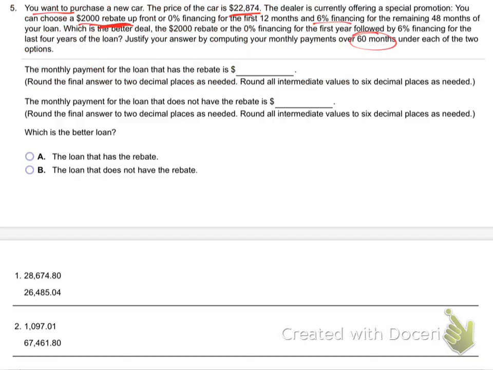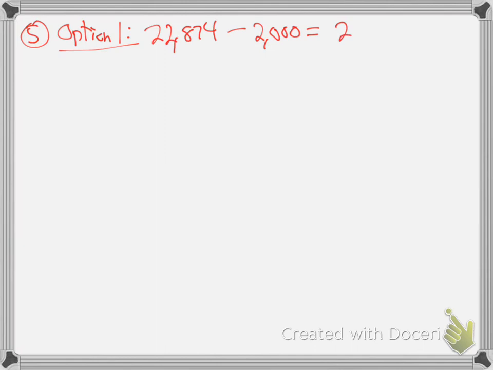All right, so 22,874 minus the $2,000 rebate, that's the price of the car. Okay, so if that's the price of the car in option 1, then you can just do present value.